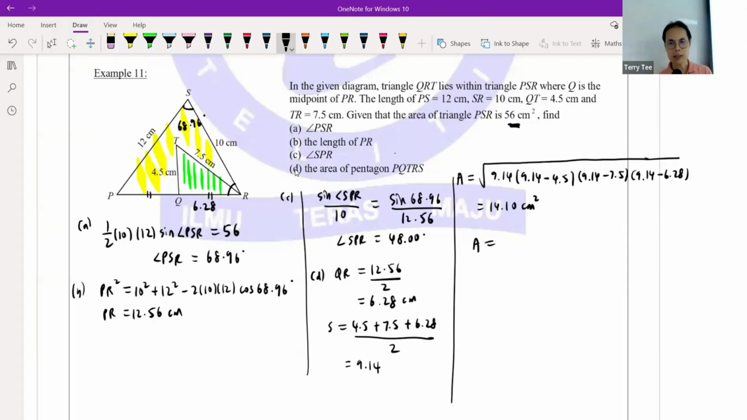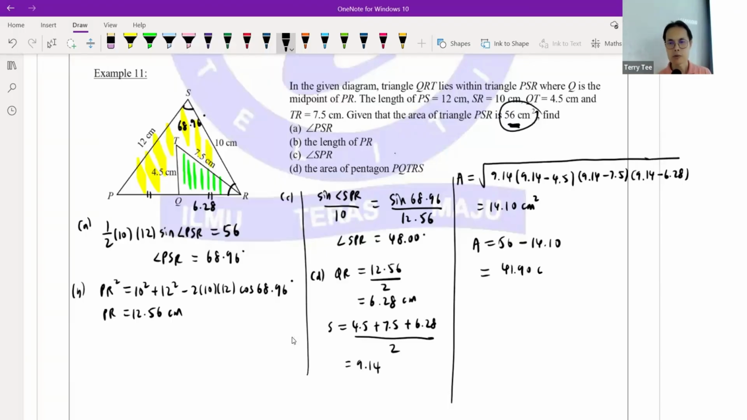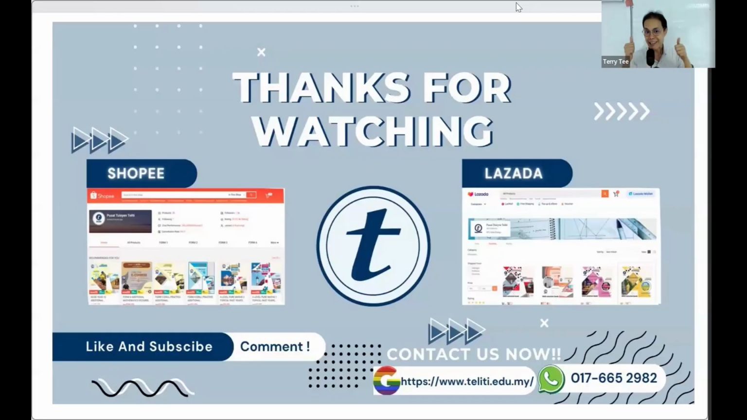The big triangle is 56. This 56 is given. You minus 14.10. So what is the difference? 56 minus 14.10. You should get 41.9. Yeah, 41.90.